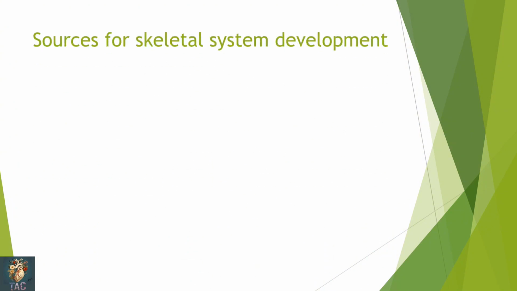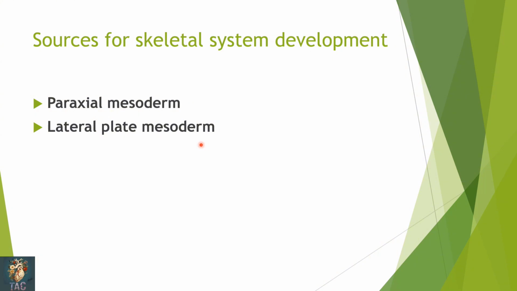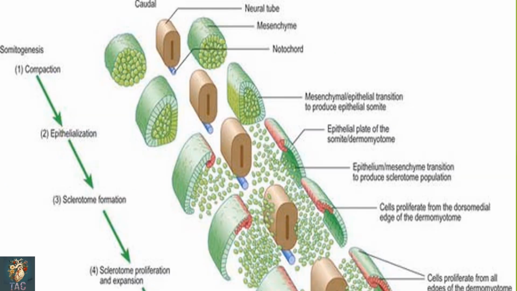Now the sources of skeletal system development, very important MCQs regarding the sources of skeletal system development. Most important is the paraxial mesoderm, also part of the lateral plate mesoderm, and to some extent the neural crest cells. So these are the three main sources from which the skeletal system basically develops.